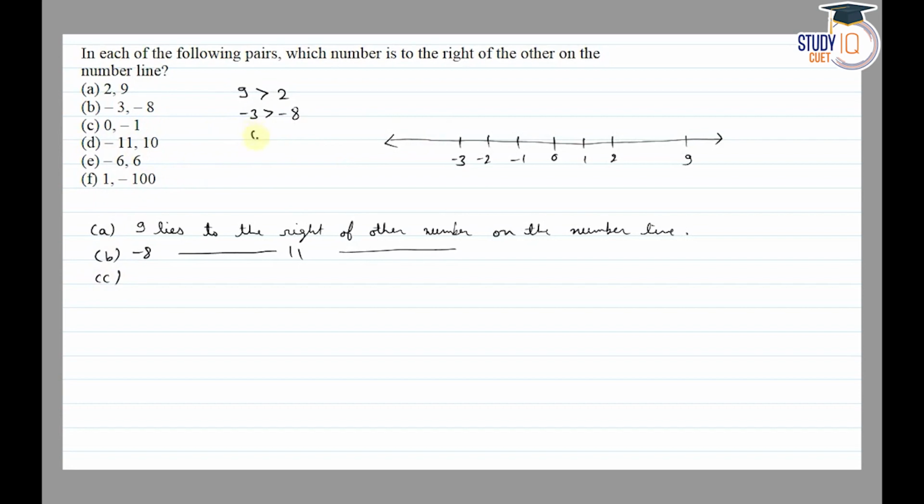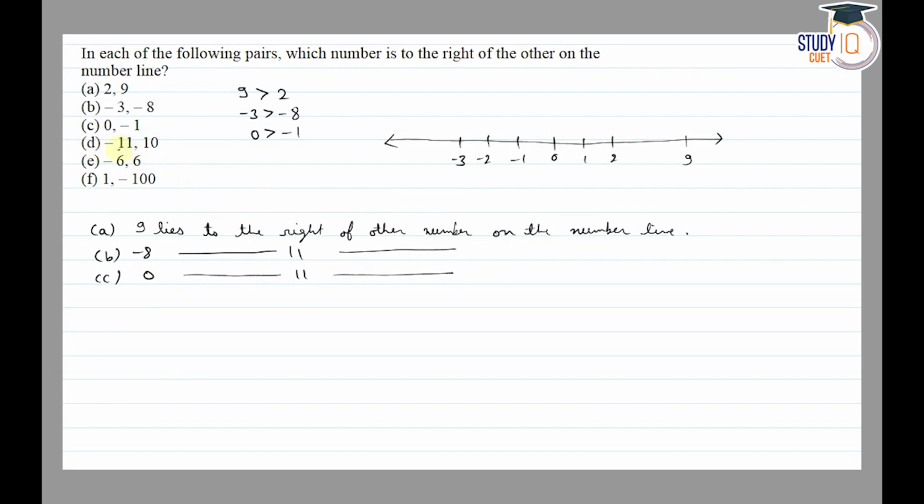And part C is 0 and -1. So 0 is greater than -1, so 0 lies to the right of -1 on the number line. So our answer will be 0 lies to the right of the other number on the number line.